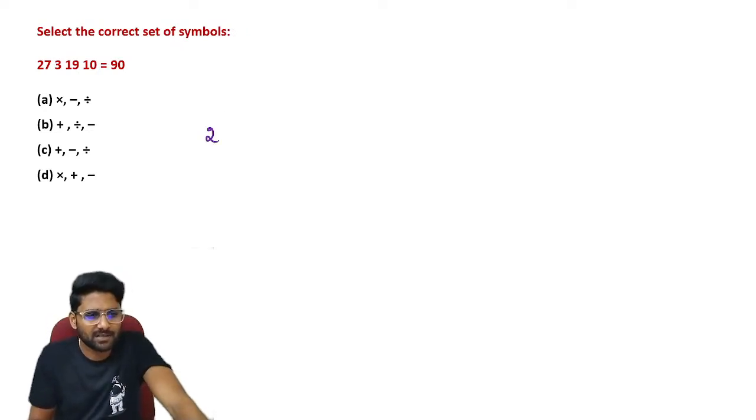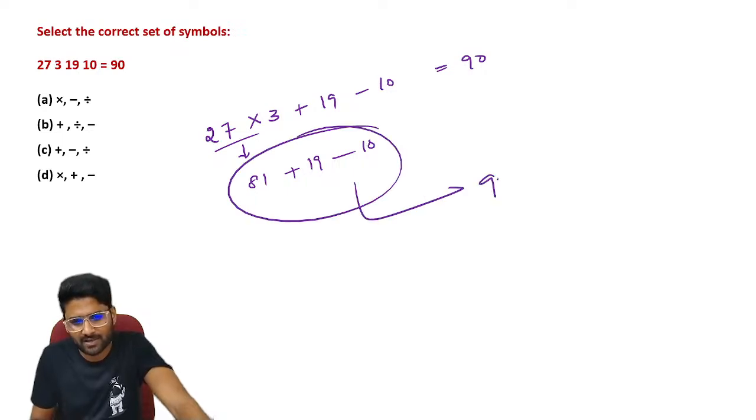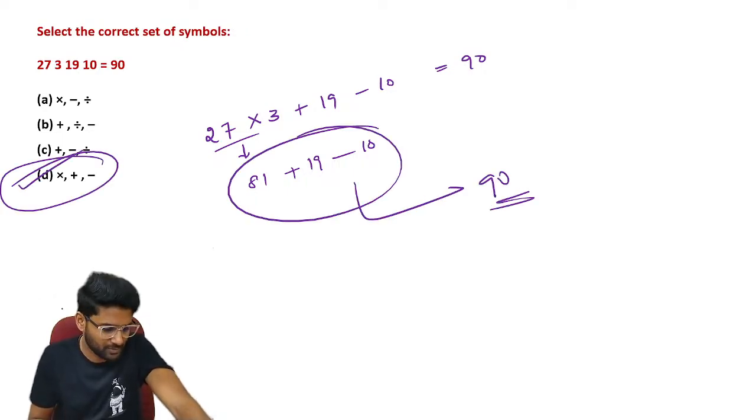Now see, select the correct symbols: 27, 3, 19, 10. We need 90. Let's take, we can't see any division, okay. Let's go through option 1. Multiplication. But 19 is not divisible by 10, right? Next one, next one, next one. 3 is not divisible by 19. 19 is not divisible by 10. So, let's take the fourth option. 27 into 3 is 81, plus 19 minus 10. So definitely the resultant is 90. D is the suitable answer.